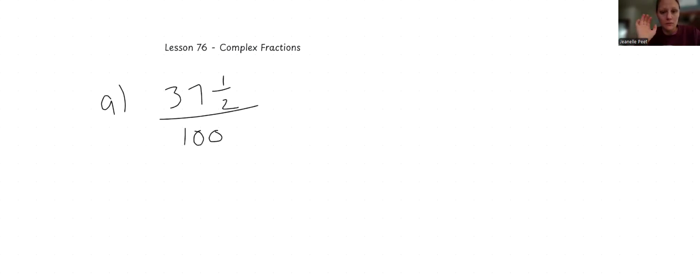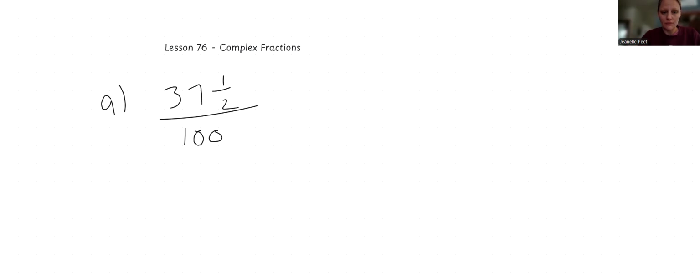A complex fraction is nothing more than a fraction being divided by a fraction. So when you have something like this for letter A, don't let that freak you out. Take it step by step. Remember, a fraction bar means division.